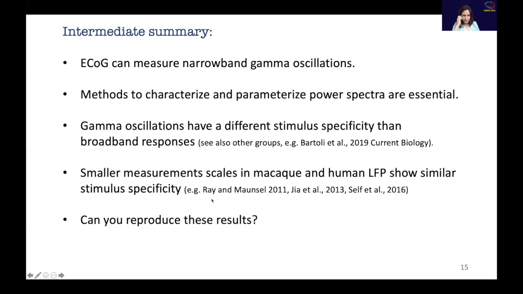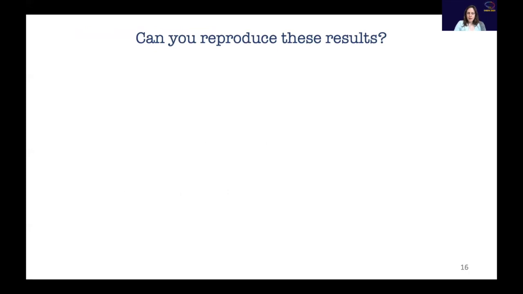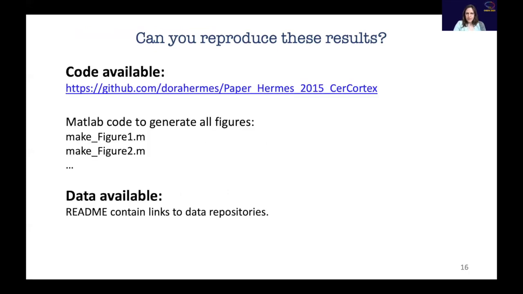And you may ask, this changes our idea of what function gamma oscillations may have for visual processing. Can you reproduce these results? And yes, you can reproduce these results. All the code to reproduce these figures is available on GitHub with links to the data repositories. And this will be the case for every single result that has been published that I show in this talk.